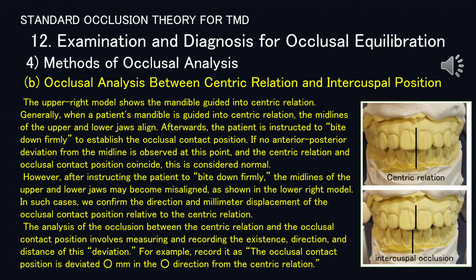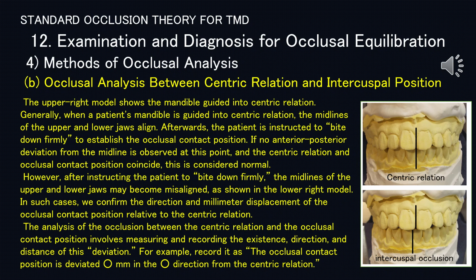B. Occlusal analysis between centric relation and intercuspal position. The upper right model shows the mandible guided into centric relation. Generally, when a patient's mandible is guided into centric relation, the midlines of the upper and lower jaws align. Afterwards, the patient is instructed to bite down firmly to establish the occlusal contact position. If no anterior-posterior deviation from the midline is observed at this point, and the centric relation and occlusal contact position coincide, this is considered normal.